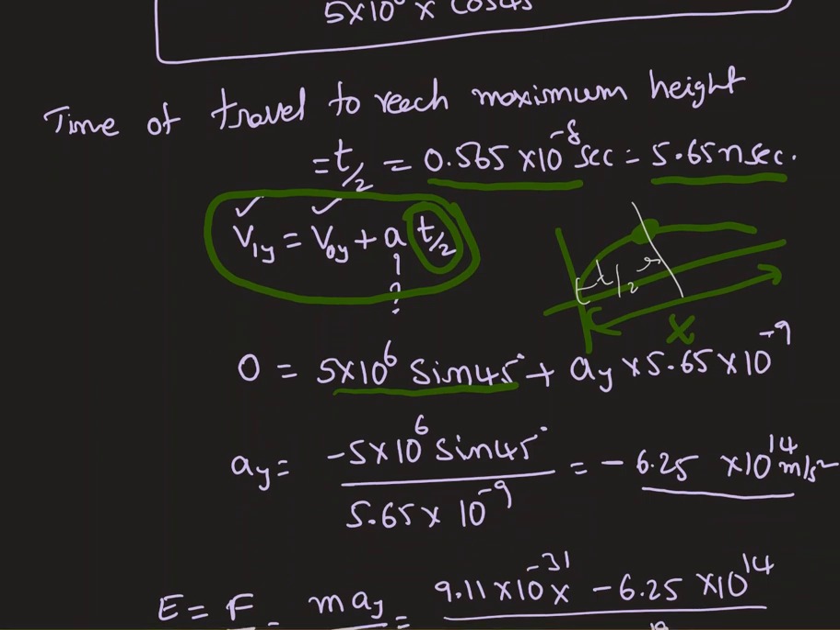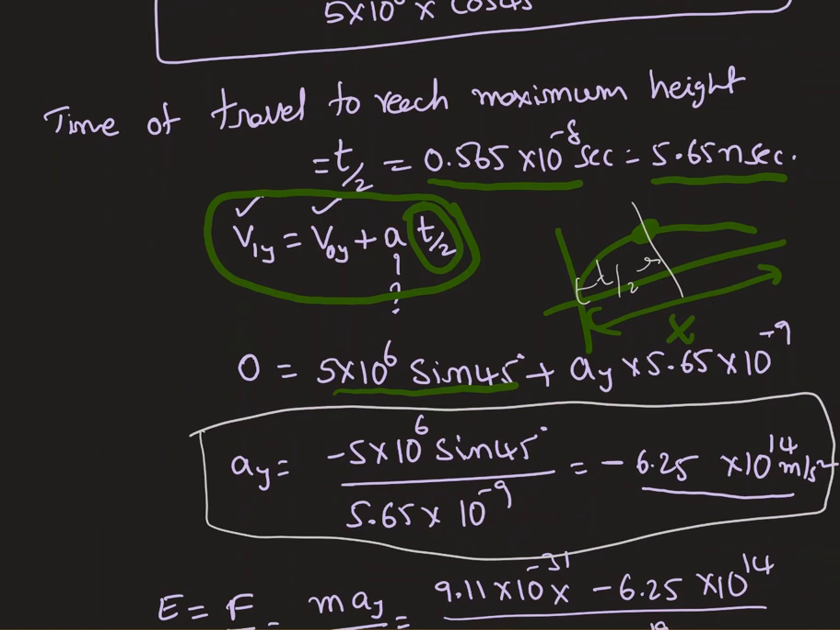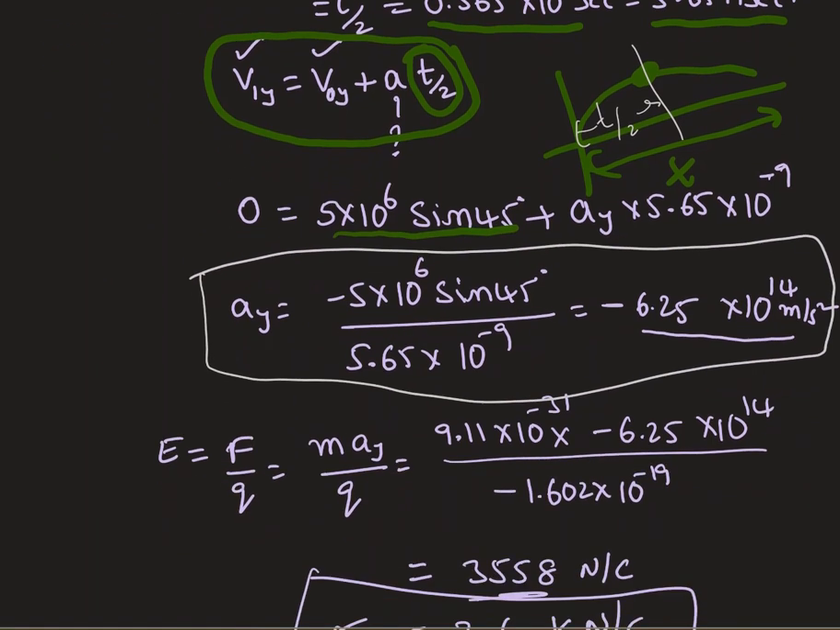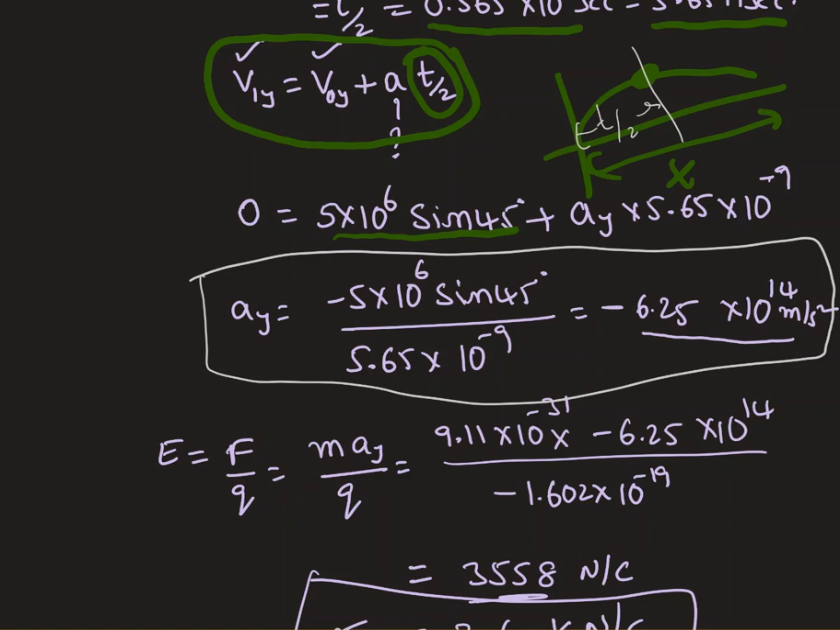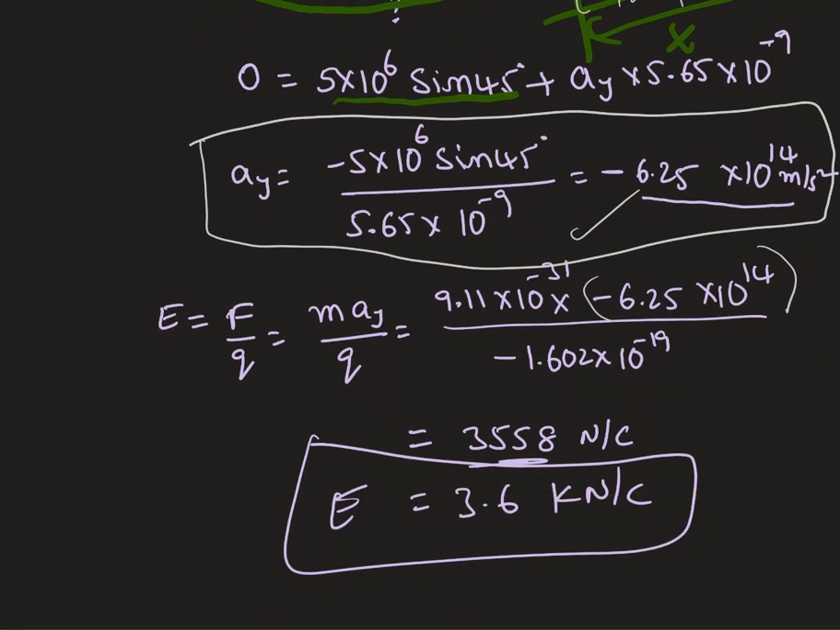So I found the acceleration in the y direction, which is negative 6.25 times 10 to the power of 14 meters per second squared. From there, I found the electric field E equals F over Q. F is m times a_y over Q. I gave you the m value, the mass of the electron, and a_y we just found, divided by Q, which is minus 1 point charge of the electron. So the electric field I found is 3558 newtons per coulomb, or 3.6 kilonewtons per coulomb.